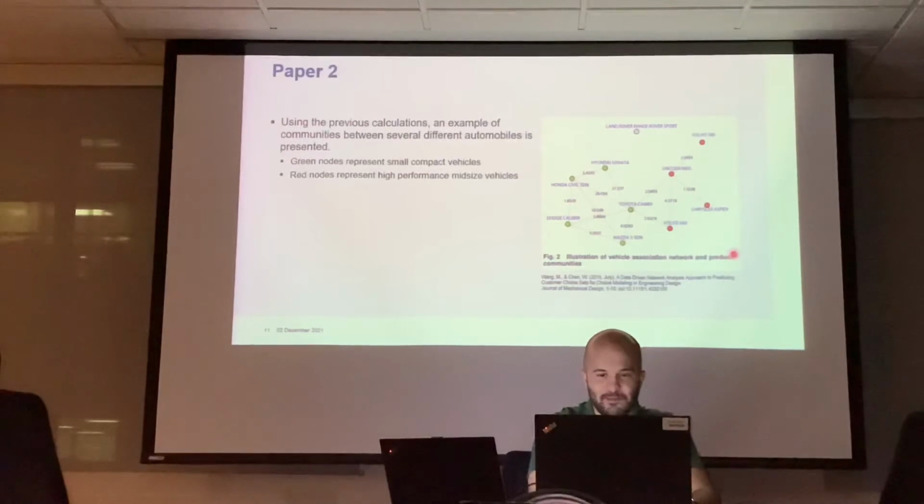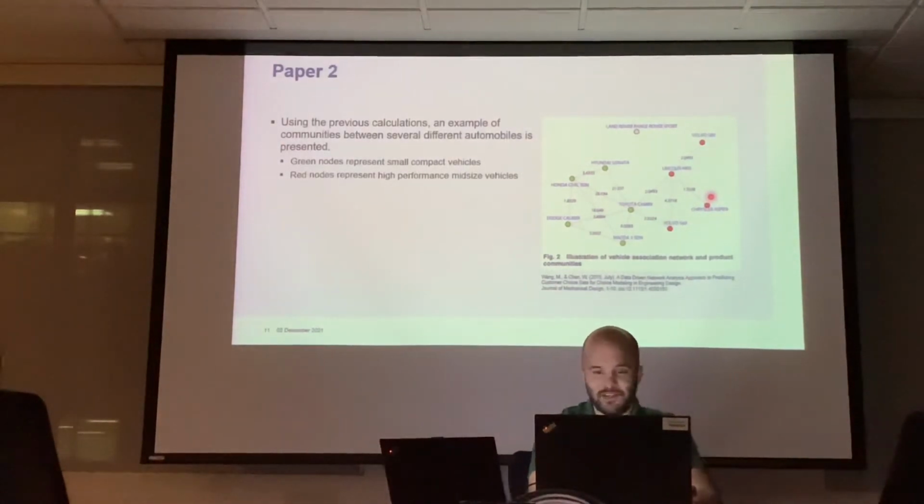Now, this is an example of a network and the product communities within that network. These links are obviously the lifts, and the numbers there are the lift values. So the higher the number, the stronger the link. The green nodes are one community, in this example small compact vehicles. The red nodes are another community, in this example mid-sized vehicles. Now you can see the link values. There are a couple of outlier nodes. This is a typical vehicle association network.